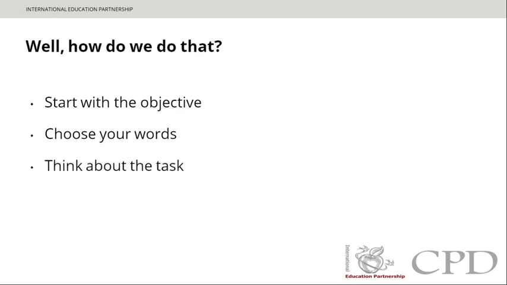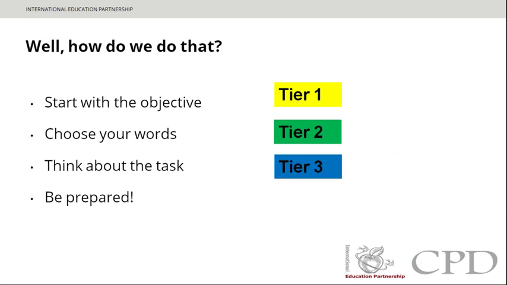Think about the task. What is it that the students are going to actually do in the lesson? Are they all going to be able to participate? How can you scaffold the task for students who will need help? And what can you do to challenge more able students? And finally, be prepared. Think about materials and resources that you're going to use in your lesson. Think about how you can adapt these to support and extend learning. And think if there are any resources you could have on hand that would help. So these are tiered, using the tiers that we mentioned earlier on again.